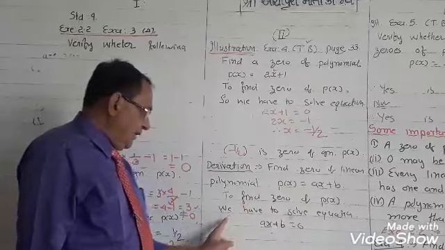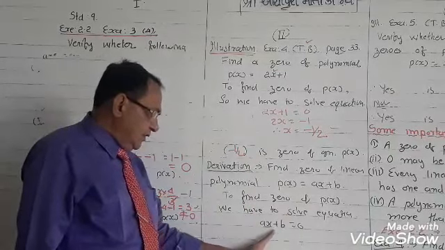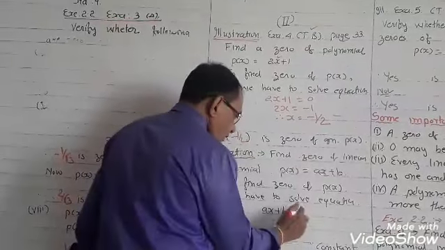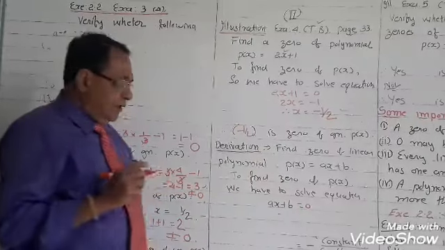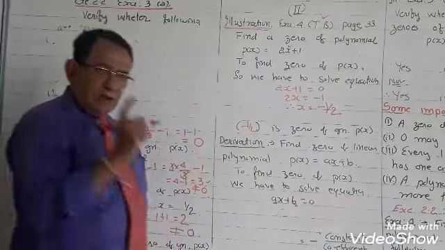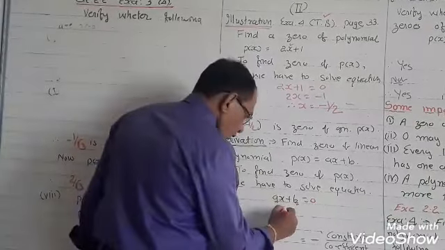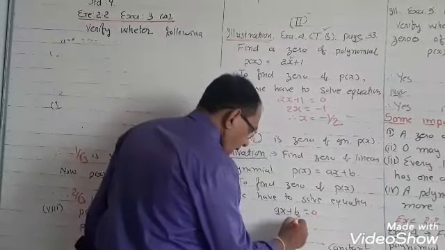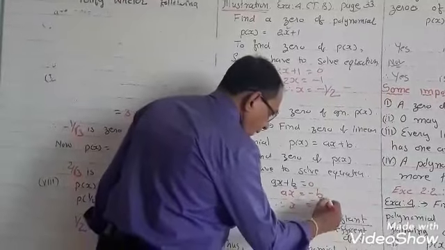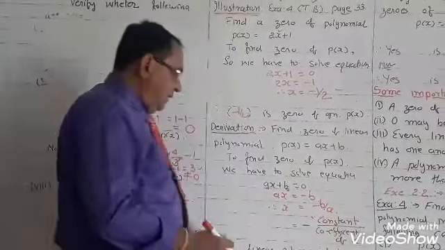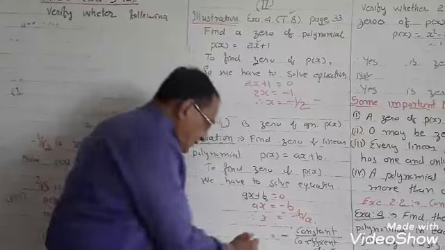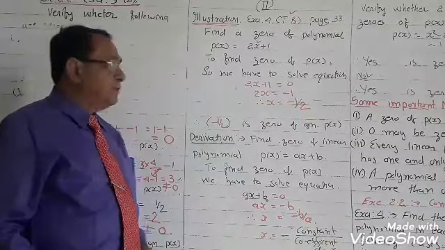To find the zero of p(x), we have to solve the equation p(x) = ax + b = 0, where a and b belong to R. That is your constant, and a is the coefficient of x. Therefore ax = -b, so x = -b/a. That means constant upon coefficient of x. That is your derivation: x = -b/a.